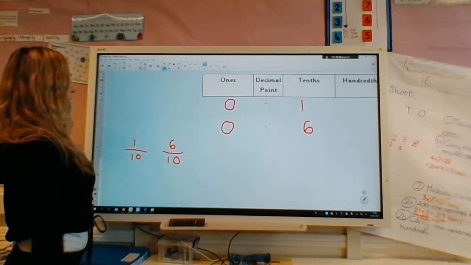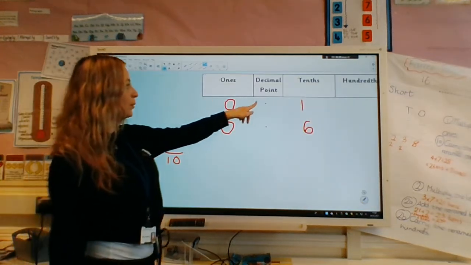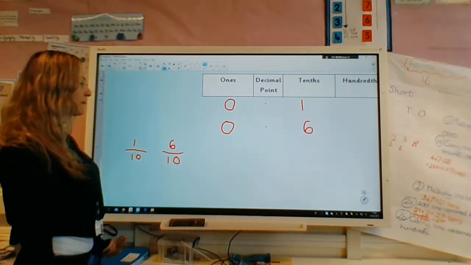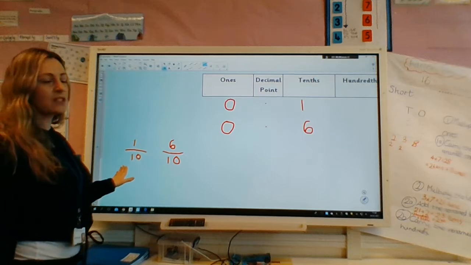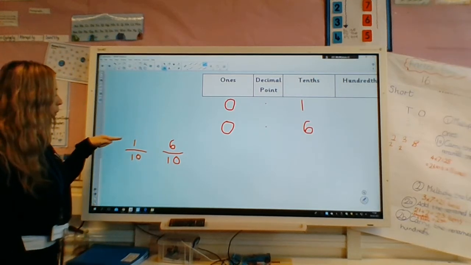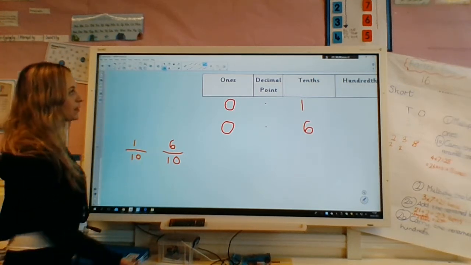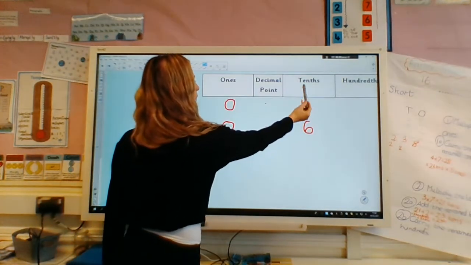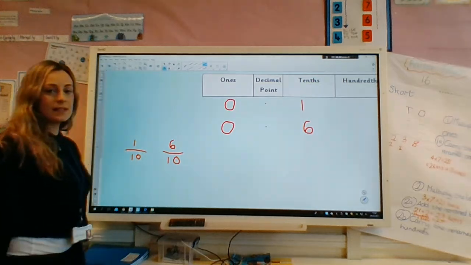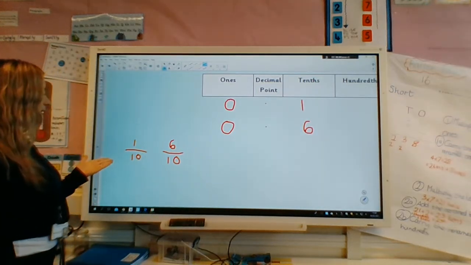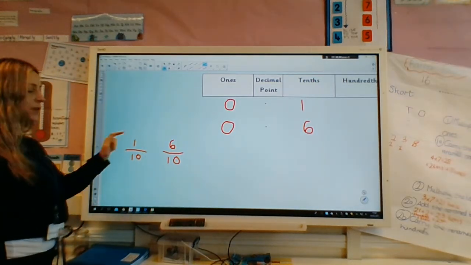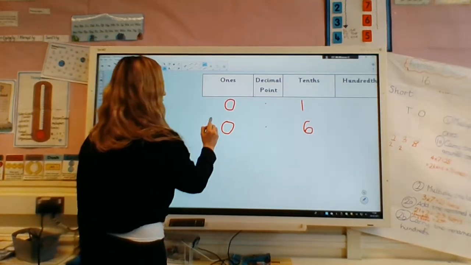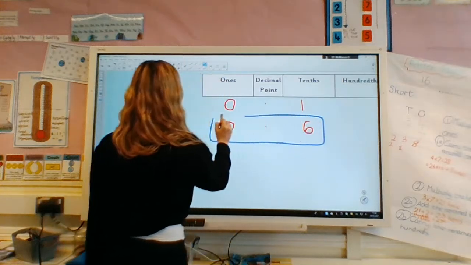0.13. So here we have 0.1 and 0.6, and we want to know which is the bigger number. So I've written them as fractions to help you. We've got 1/10 and 6/10 because in both of them there's 0 ones, and then the next column we've got 1/10 and 6/10. So which one's greater? Well, out of 10 there's 1, and out of 10 there's 6. So 0.6 is greater than 0.1.